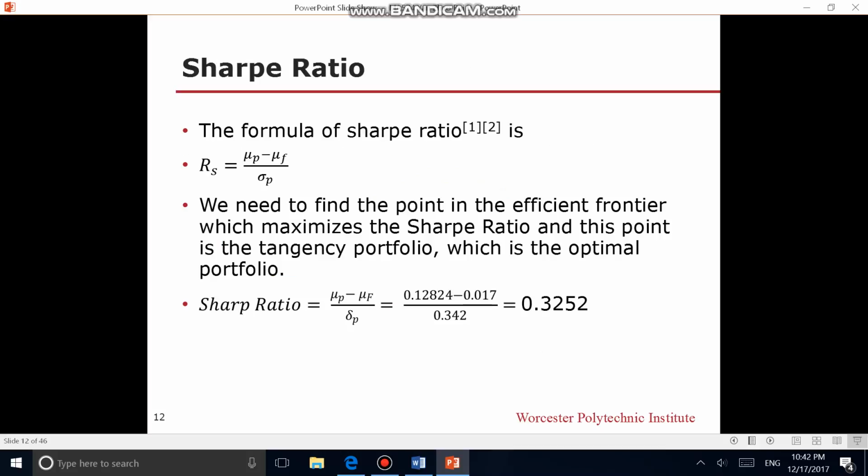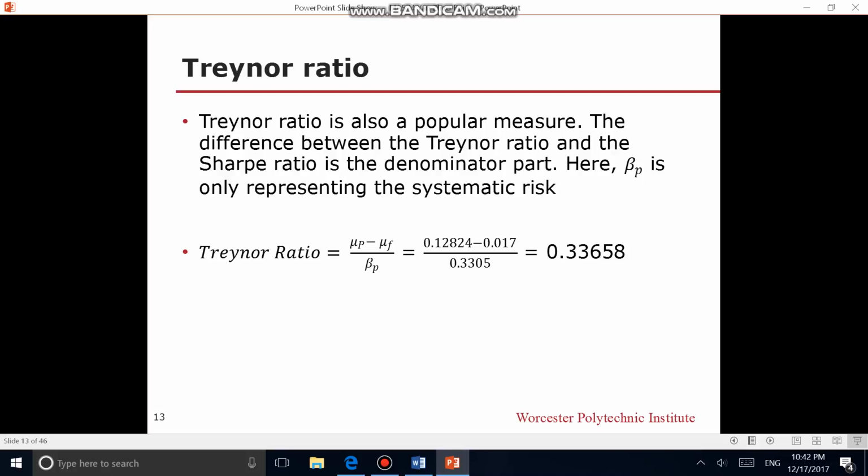And then we do portfolio analysis by using different ratios. The first ratio is Sharpe ratio. The Sharpe ratio is the most common measure to analyze the performance of a portfolio. And here, our Sharpe ratio equals 0.32. And we also use Treynor ratio. Treynor ratio is also a popular measure, and the difference between Treynor ratio and Sharpe ratio is the denominator part. And our Treynor ratio equals 0.33.